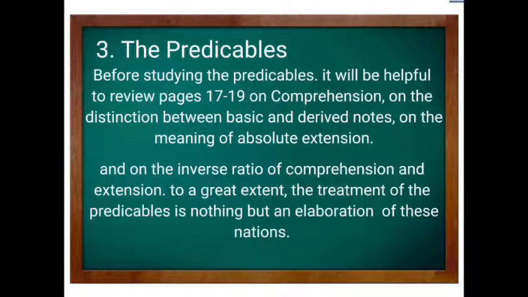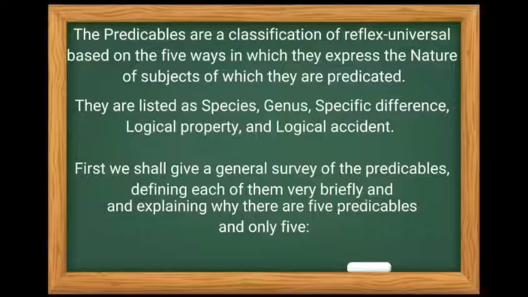Predicable is, in scholastic logic, a term applied to the classification of the possible relations in which a predicate may stand to its subject. The predicables are a classification of reflex universals based on the five ways in which they express the nature of the subject of which they are a predicate. They are the five predicables: species, genus, specific difference, logical property, and logical accident.